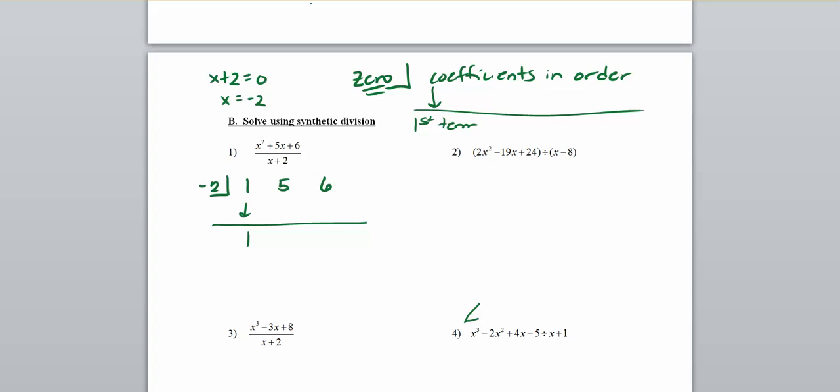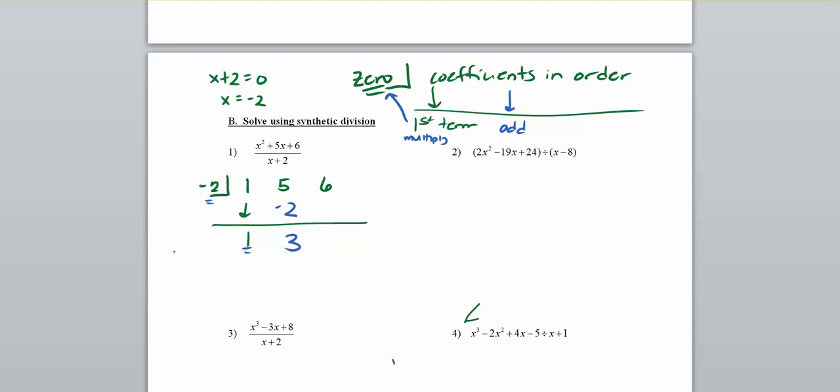Then the process to figure out how to fill in synthetic division is that I'm going to multiply going diagonally, and then I'm going to add going vertically. So let me show you. What is 1 times negative 2? Multiply those two numbers, I get negative 2, so put it here. After I multiply, then add going vertically. 5 minus 2 is 3.